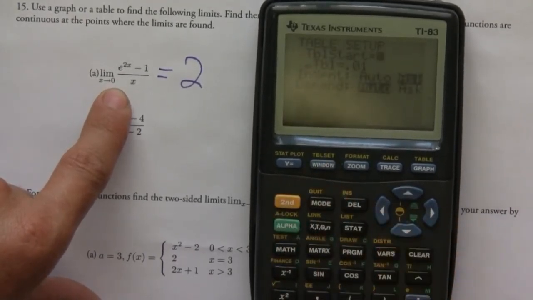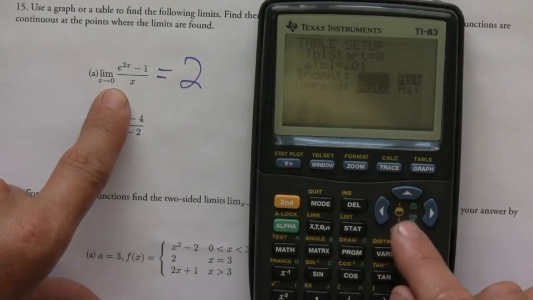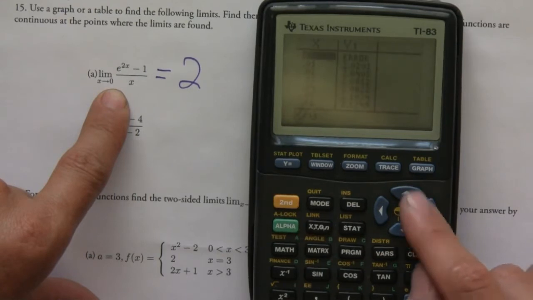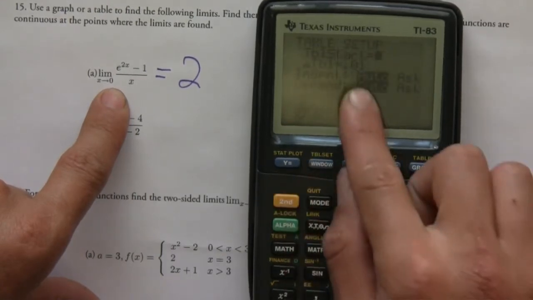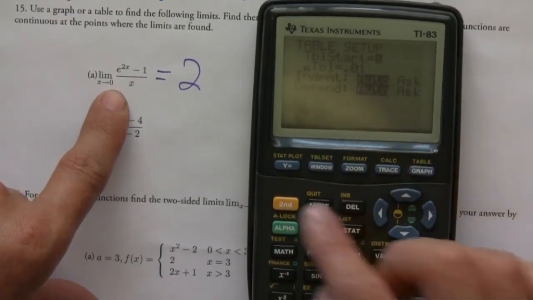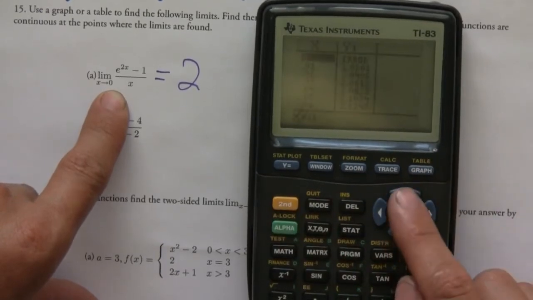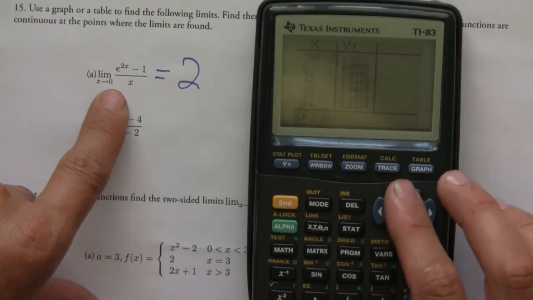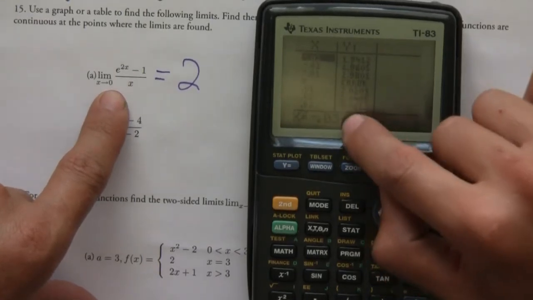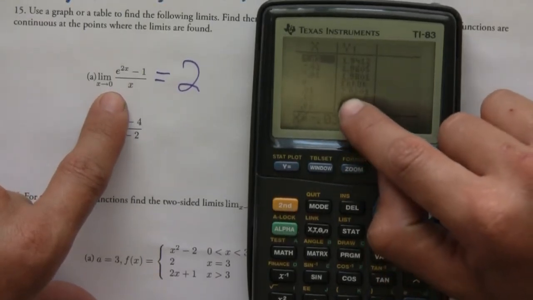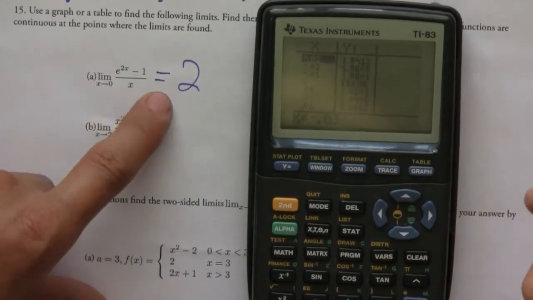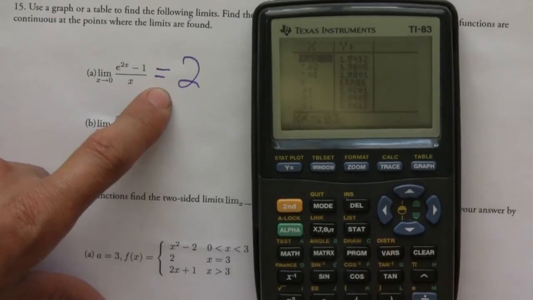Okay, let me go back here. Sorry about that. So make sure to keep those at automatic. Okay, so here's 0. Now obviously there's no y value at 0. It's undefined. But notice that as you're coming in from both sides, this one is approaching 2 and this one is approaching 2. So that's that one.